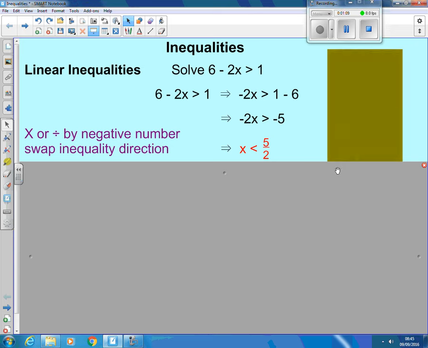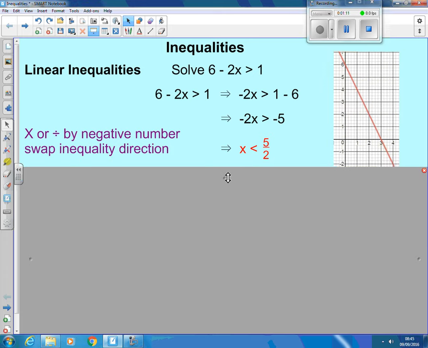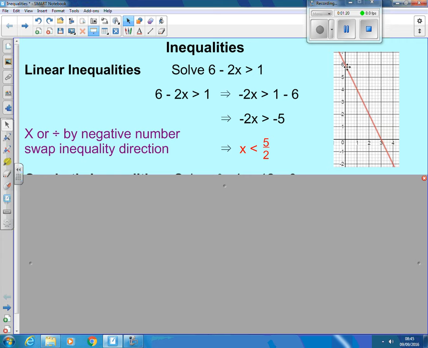Now, the reason we do that can be seen from the graph. If we're looking here, this is the graph of 6 minus 2x. You'll see that it's starting at 6 here as your y-intercept. And we're looking at where that is more than 1. And so where is this graph more than 1? Well, you can see it's at the 2.5, that when 6 minus 2x equals 1, that x equals 2.5.